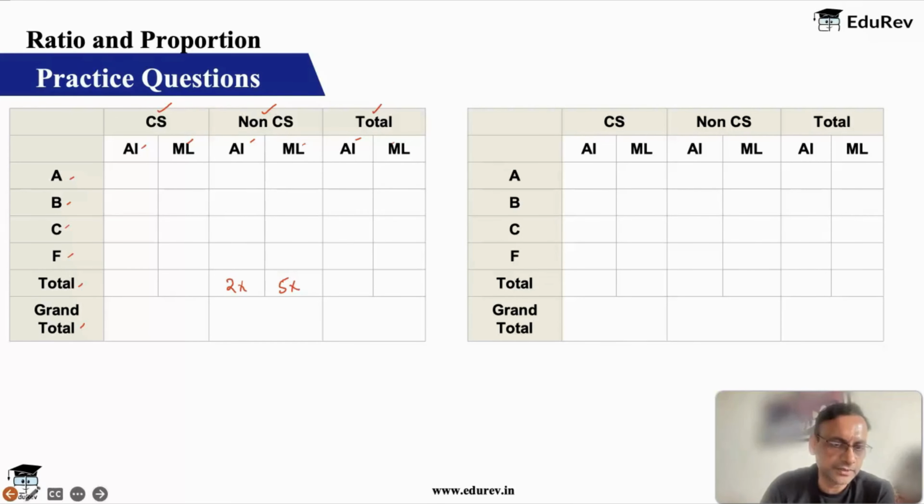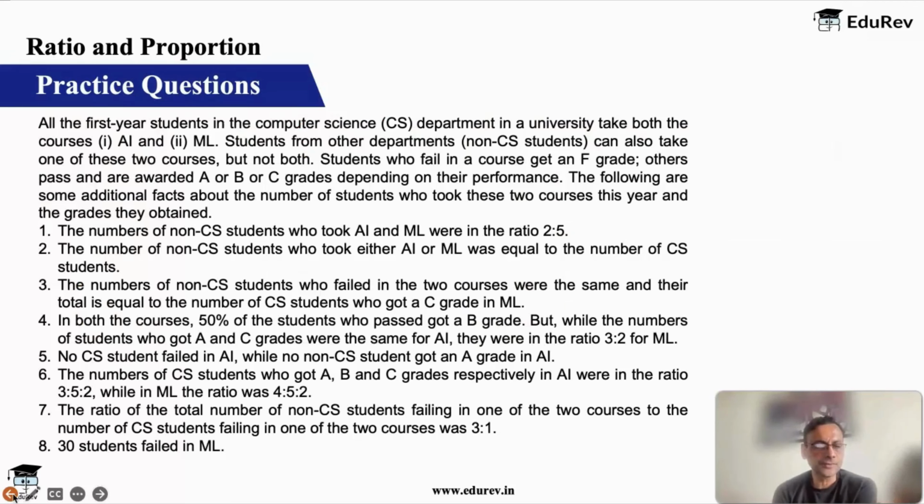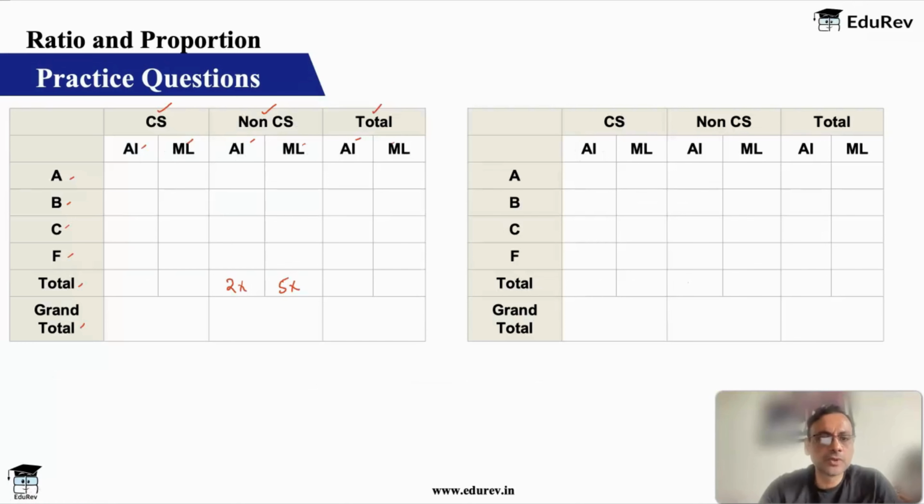First data. Then it says the number of non-CS students who took either AI or ML was equal to the number of CS students. So either AI or ML is equal to 7x. We took 2x and 5x. So that was equal to CS students. So the CS students are also 7x. And remember that the CS students have to take both. So CS students would be 7x and CS students would be 7x.